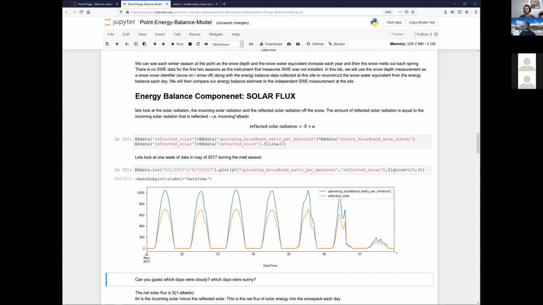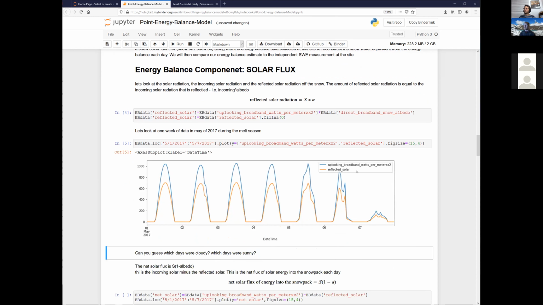we can see these two measurements. So the blue line is the solar radiation hitting the surface, and the orange line is the amount of energy that was reflected off of the snowpack.